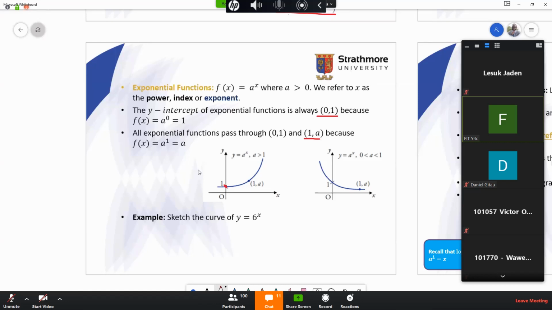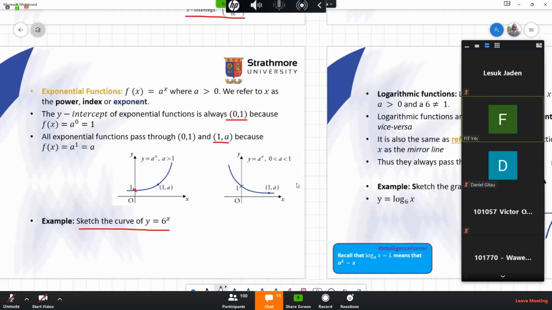So this makes it easy to sketch any given exponential function without having to plot all the values. You can actually be able to sketch. So even if I was to sketch the curve of y is equal to 6 to the power x, it is very easy to actually sketch that one. These ones are called exponential functions.